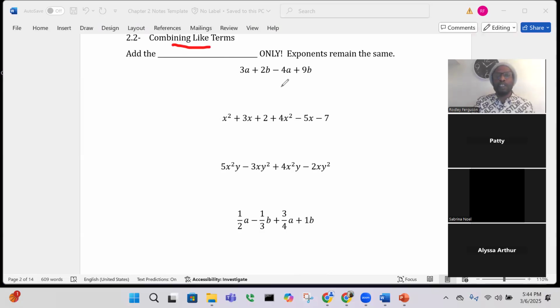Combining like terms means the same variable, and the same variable has to have the same power. So x squared is not the same as x, it's the same as x squared. X is the same as x. And the constant term is the same. Each of these are different terms because of the variable.